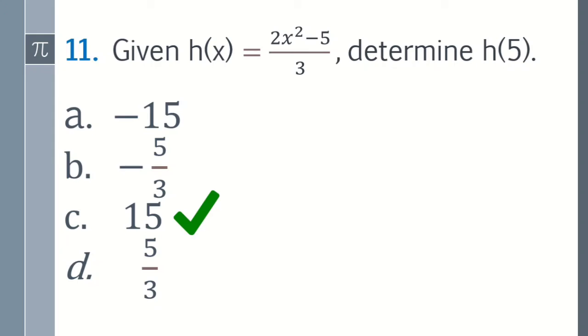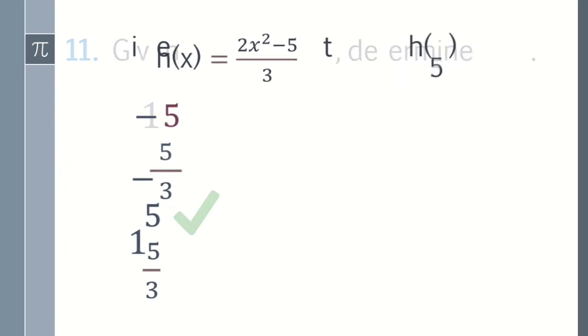Given h of x equals 2x squared minus 5 over 3. Determine h of 5. So, ang value ni x is 5. Kaya ang tamang sagot natin ay 15. Tingnan natin kung bakit.